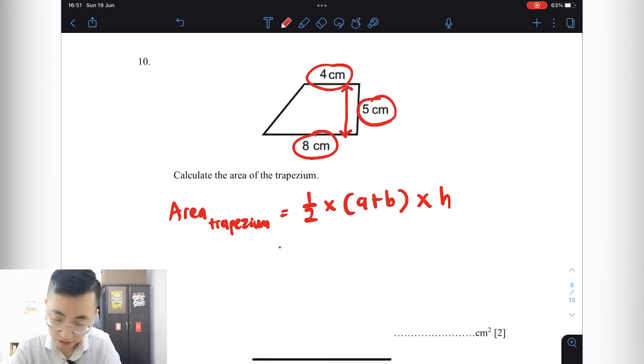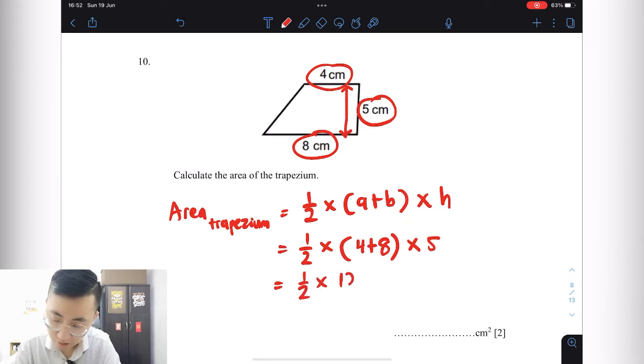So let's put in the formula values. a is 4 plus b is 8, multiply with the height 5. Alright, so let us continue to solve. Do the bracket first. Bracket 4 plus 8 will be 12, multiply with 5. Teacher does the bracket part first. 12 times 5 is 60.